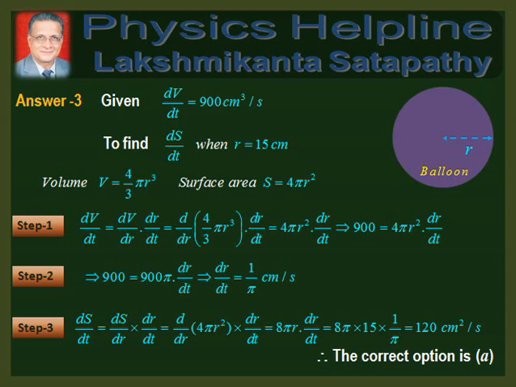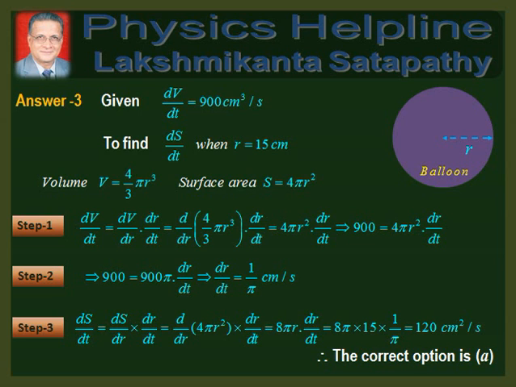Consider a balloon of radius r, volume V, and surface area S as shown in the figure. It is given that gas is pumped into the balloon at the rate of 900 cubic centimeters per second. Therefore, the volume of the balloon is increasing at that rate. Therefore, we write dV by dt is equal to 900 cm cube per second. We are required to find the rate of change of surface area dS by dt when the radius of the balloon is r is equal to 15 centimeters.